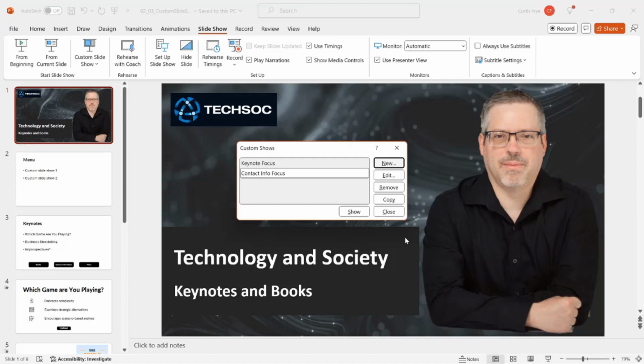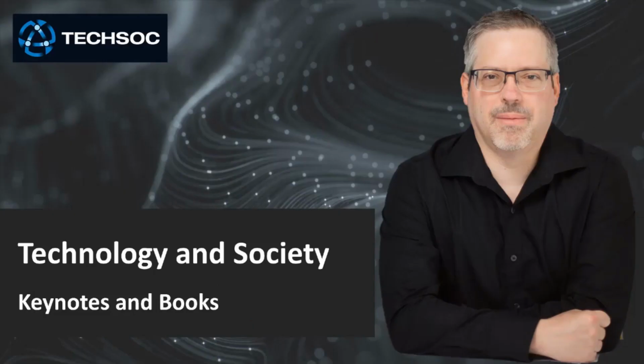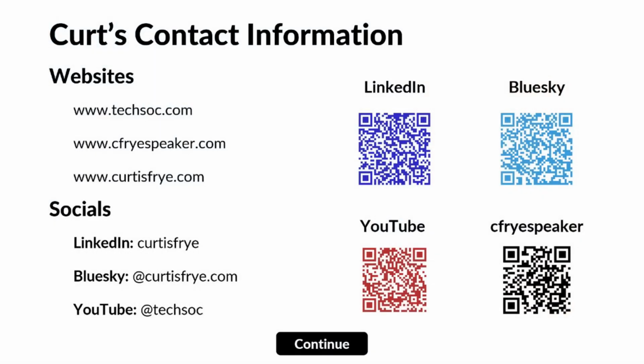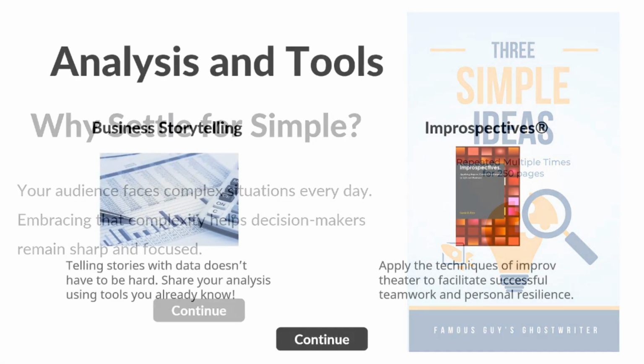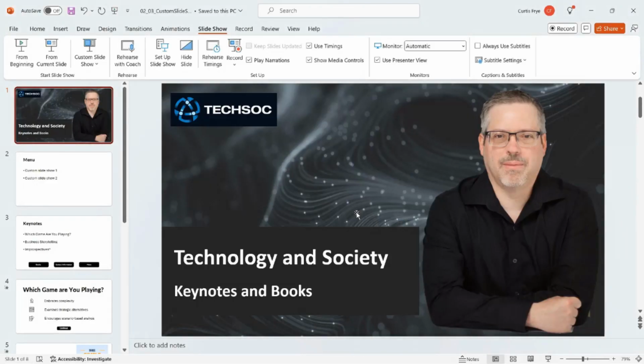And I'll just do a quick show to run through it. So I'll click Contact Info Focus, then click Show. So there's 1. What was slide number 8? Then slide number 4, 5, 6, and we're done. And one thing you can do with custom slideshows is to create links to them so you can have a menu of options and open them up. So this is where slide number 2 comes in.